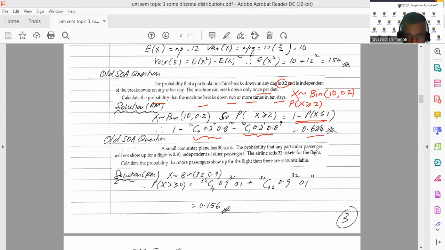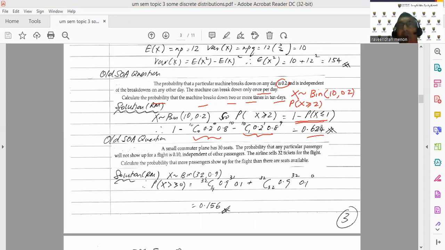Great. The next example: a small commuter plane has 30 seats. The probability that any particular passenger will not show up for a flight is 0.1.